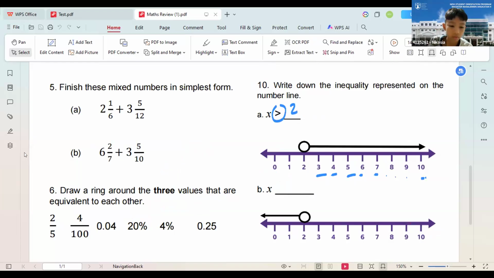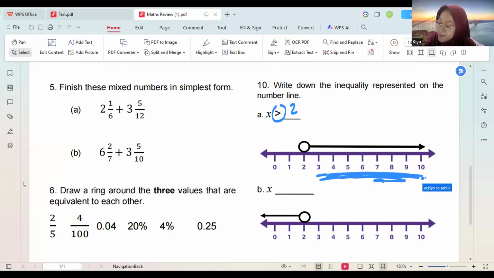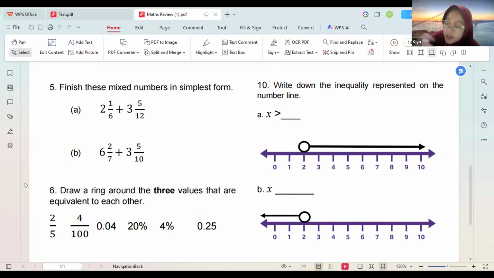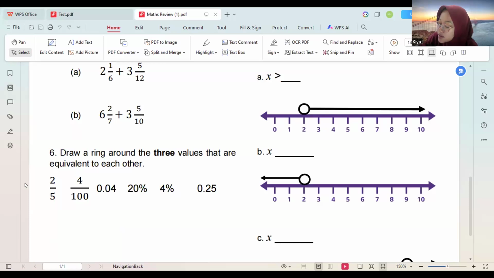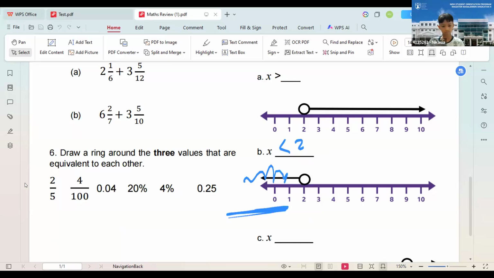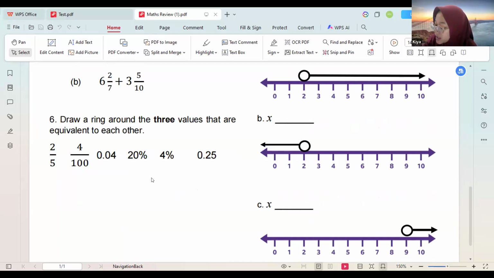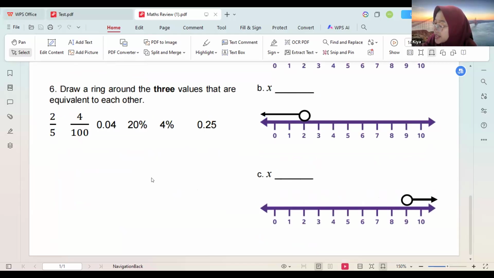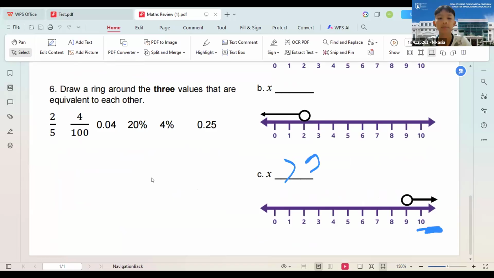And also in the B option, you use less than 2 because all the numbers here are less than 2. Is it right? Right. And also in the C option, all the numbers here are greater than 9. Get it? Okay.